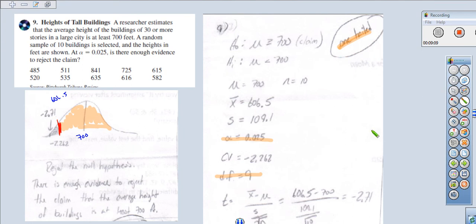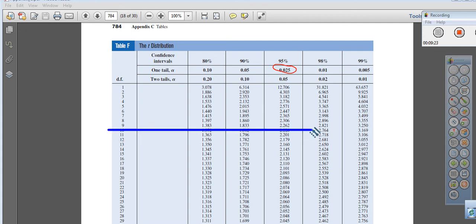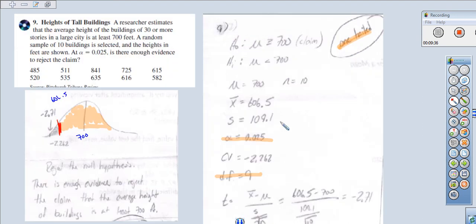So let's go on back out to the table. We have a significance level of 0.025 and a degrees of freedom of 9. We can see that our critical value for this problem would be 2.262. So we go on back to our problem, number 9, and we can see that's where we get our 2.262. Sorry about that, 2.262 right there.